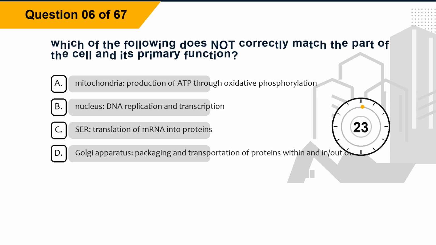Question 6. Which of the following does not correctly match the part of the cell and its primary function? Option A, mitochondria, production of ATP through oxidative phosphorylation. Option B, nucleus, DNA replication and transcription. Option C, SER, translation of mRNA into proteins. Option D, Golgi apparatus, packaging and transportation of proteins within and in/out of cells.